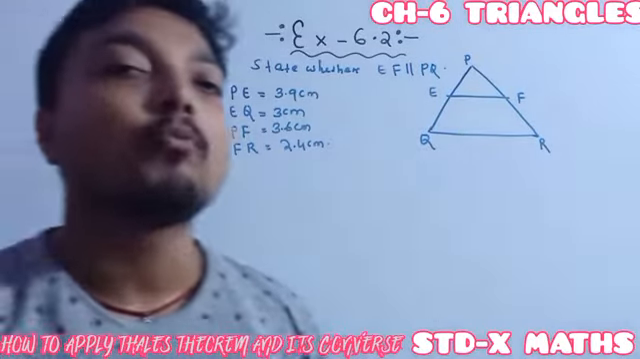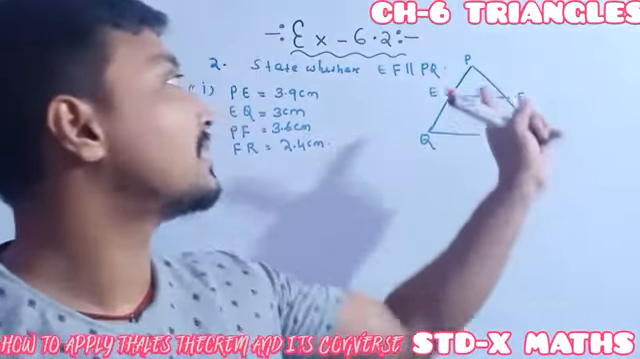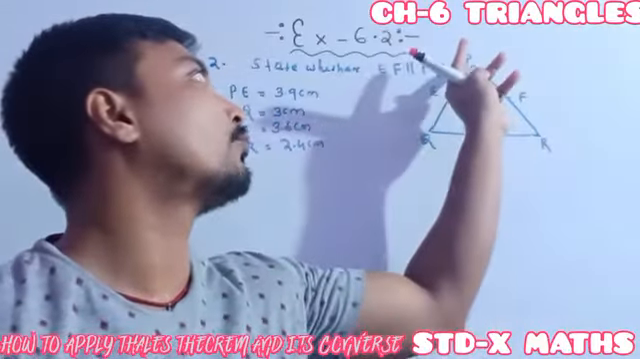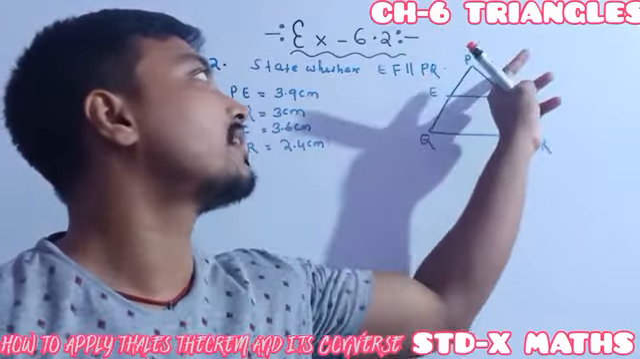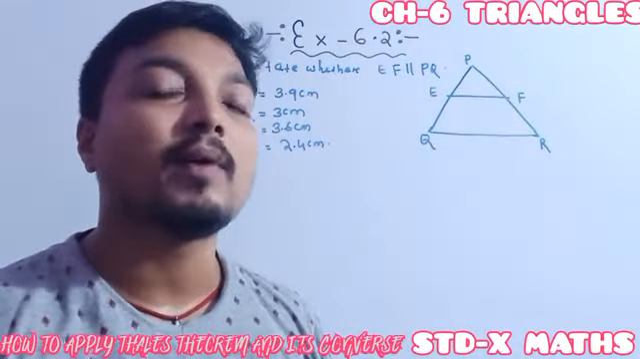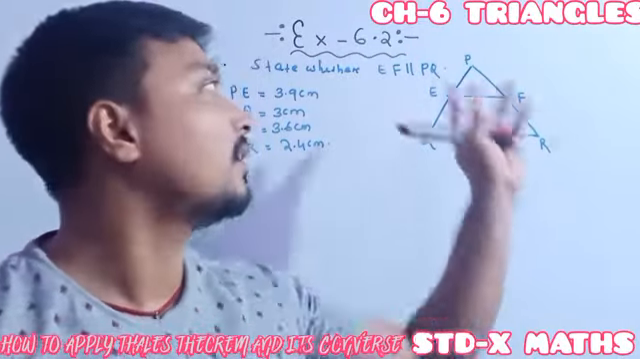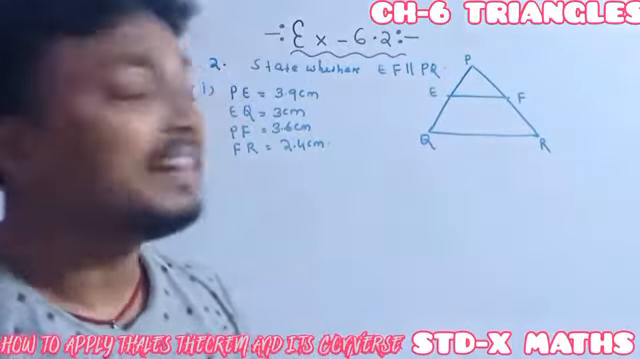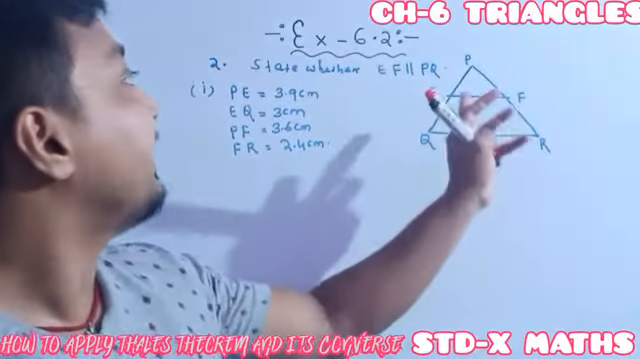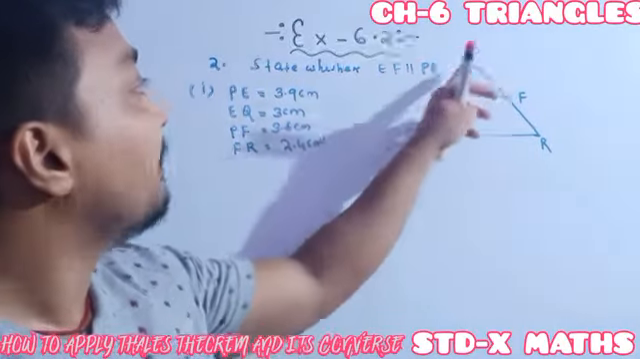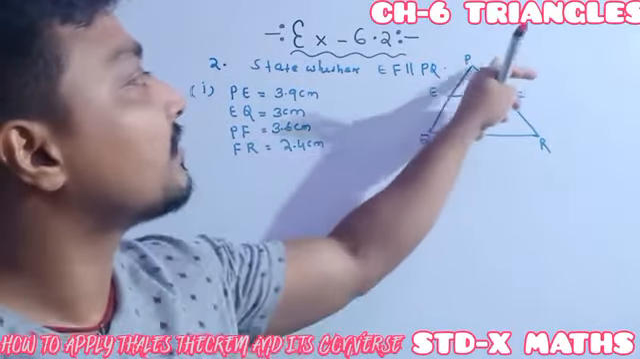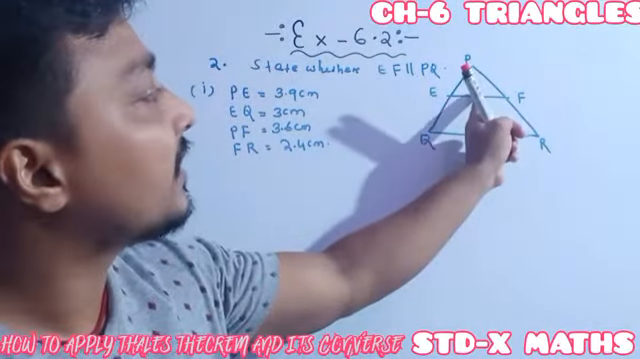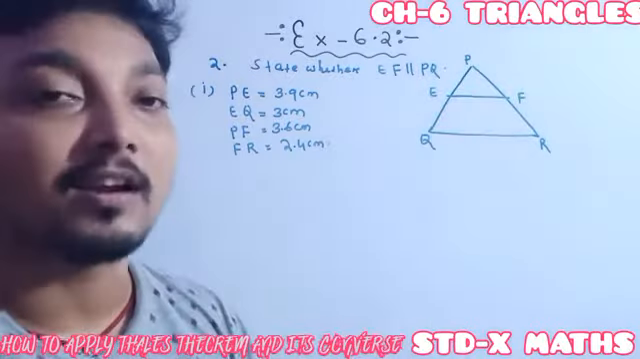In question number 1, it was given that this line segment is parallel to this one, and we need to find this one, otherwise this one. Whenever any part of the two sides is asked, we use the Thales theorem. But in this question, all the side measures are given, and we need to check whether this one is parallel to this one or not.